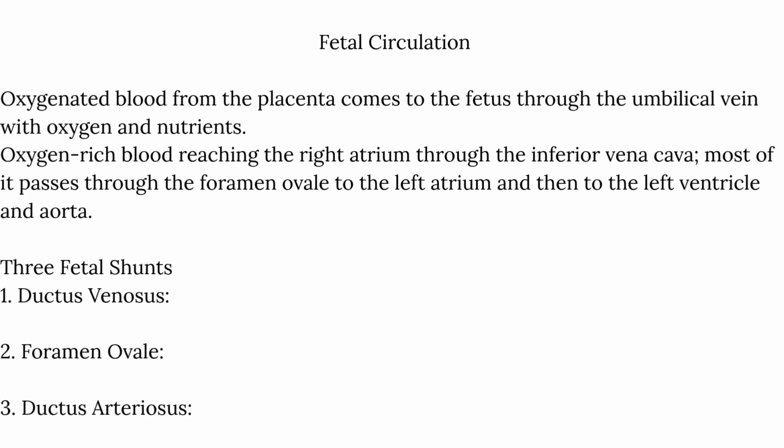Fetal circulation. Oxygenated blood from the placenta comes to the fetus through the umbilical vein with oxygen and nutrients. Oxygen-rich blood reaches the right atrium through the inferior vena cava. Most of it passes through the foramen ovale to the left atrium and then to the left ventricle and aorta. Fetal shunts: 1. Ductus venosus. 2. Foramen ovale. 3. Ductus arteriosus.